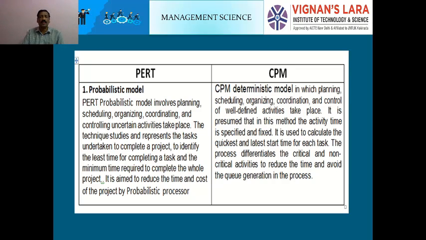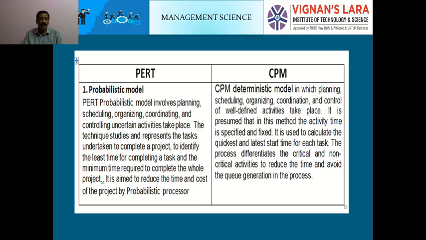Let us go to the difference between PERT and CPM, which can be studied or discussed with side headings. PERT: the first side heading is probabilistic model. That means PERT is a probabilistic model consisting of planning, organizing, scheduling and coordination of the activities. That means parallel activities are identified by PERT, which represents the least and largest duration which can be maintained by the parallel activities.